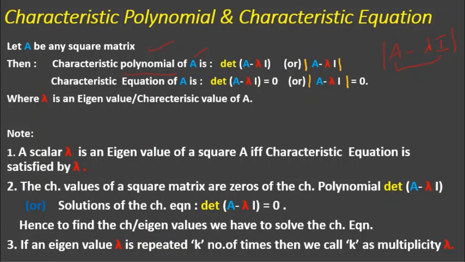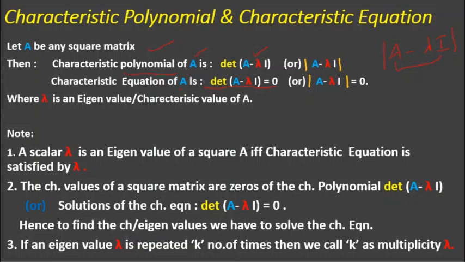And then the characteristic equation of A is nothing but det A minus lambda I is equal to 0. So the same characteristic polynomial equated to 0 gives us the characteristic equation, where lambda is an eigenvalue or characteristic value of A. So the lambda whatever we are using in this polynomial or equation is an eigenvalue or characteristic value of A.